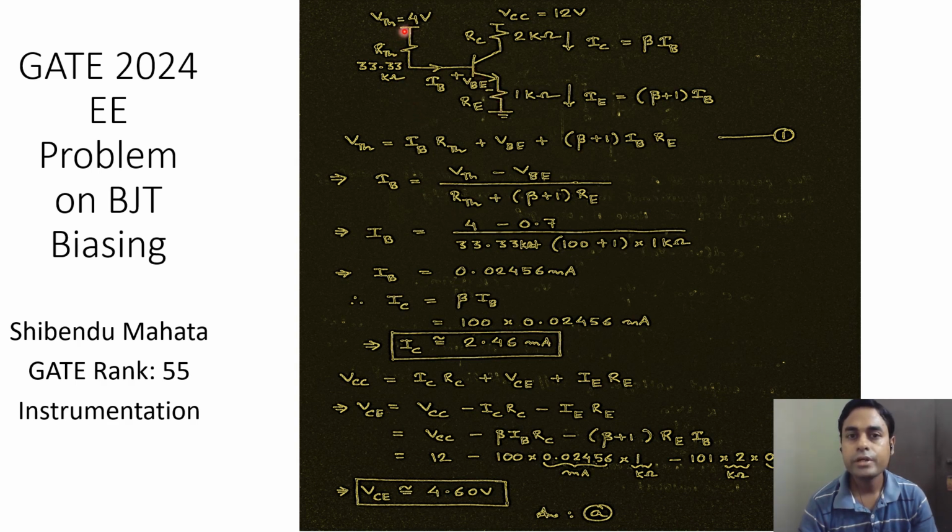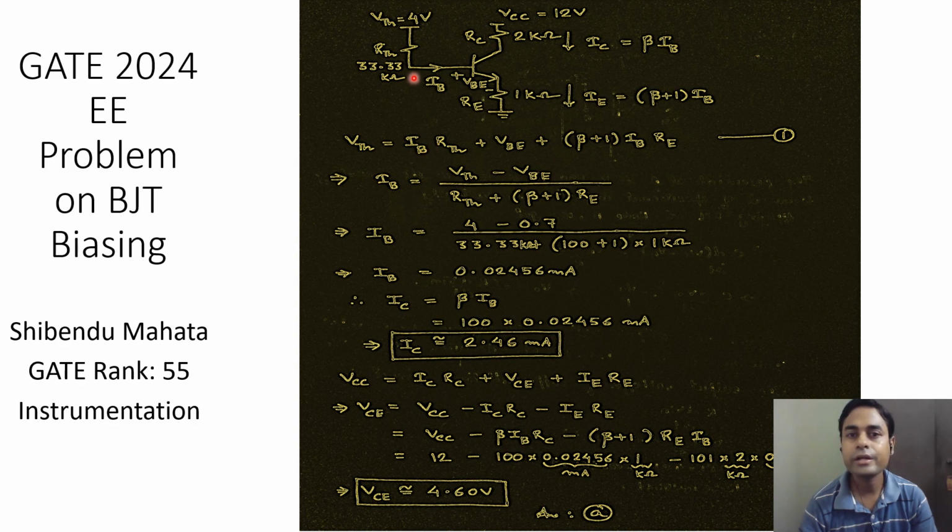So we write VTH minus, if I call this current IB, then IB times RTH minus VBE minus IB multiplied by (beta plus 1) multiplied by RE. Note that IE is equal to (beta plus 1) IB. So this is the net expression.